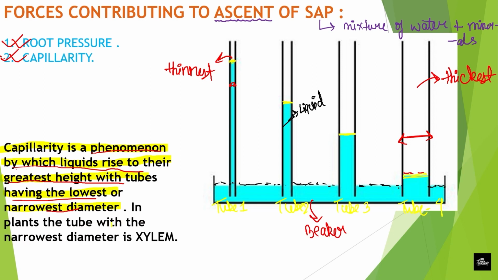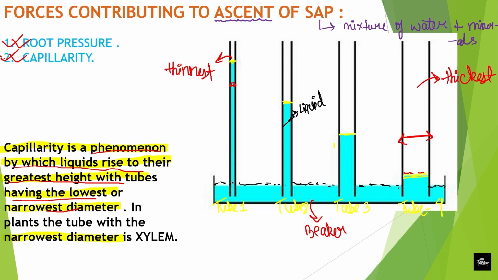You see, in plants, the tube with the narrowest diameter is xylem, which is why the liquid rises to a great height. The fluid which the xylem is carrying rises to a great height, and due to that rise, it is much easier to transfer to the leaves. That is why capillarity is important to be studied. It's a very simple phenomenon. It is a phenomenon by which liquids rise to their greatest height in the tubes having the lowest or narrowest diameter.